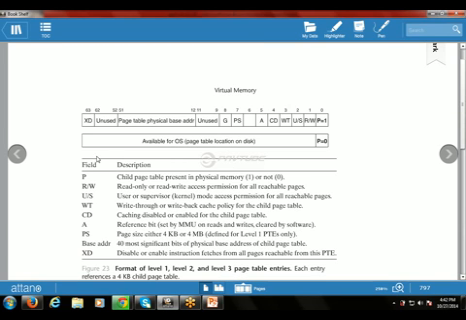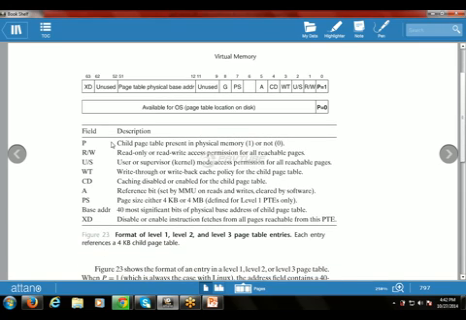These are the fields that are available for the operating system. One is P, whose description is that the child page table is present in physical memory, that is 1 or not 0. Then R/W, which is read-only or read-write access permission, used for the reachable pages.